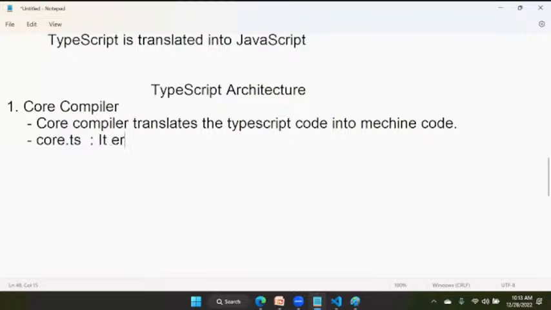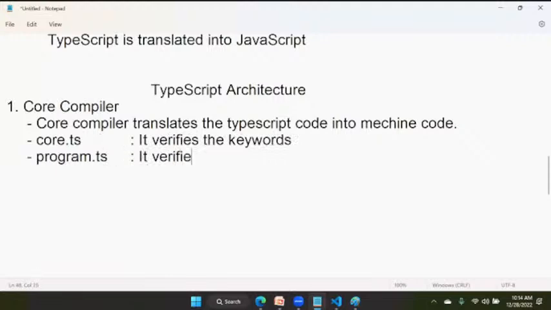So it verifies the keywords. What is the purpose of program.ts? Program.ts, what will it do? It verifies the program structure.